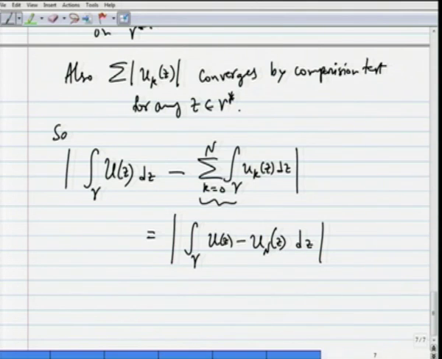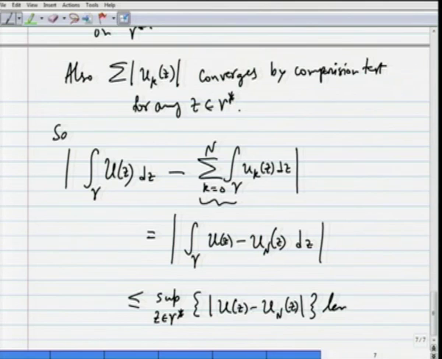So, this is less than or equal to, by one of the estimations we had on integration, the supremum over z belongs to gamma star of the modulus of the integrand u of z minus u n of z, times the length of gamma star in the complex plane, the length of the contour gamma. So, I will just say gamma.